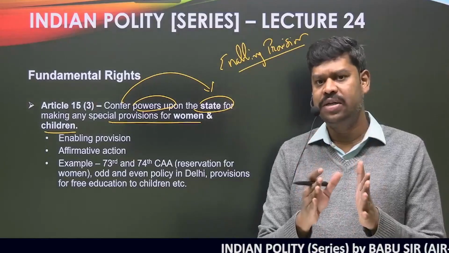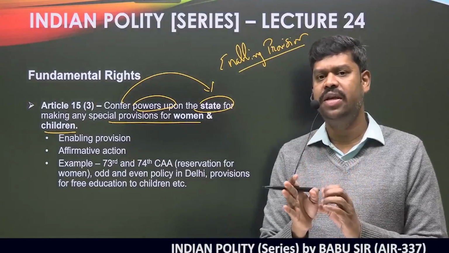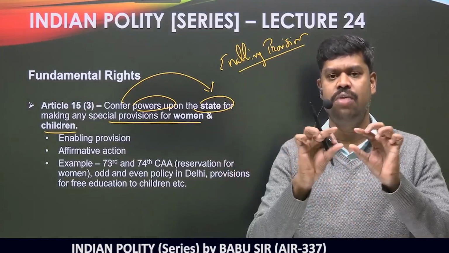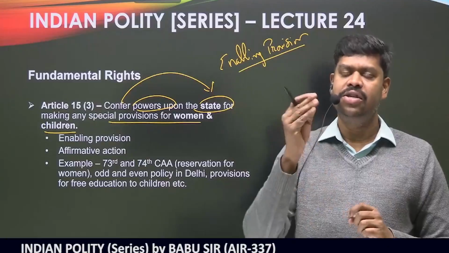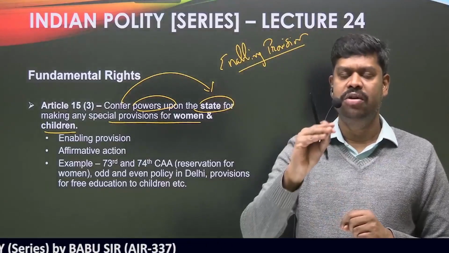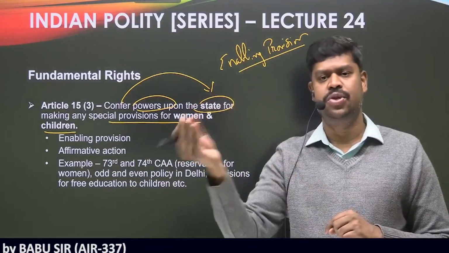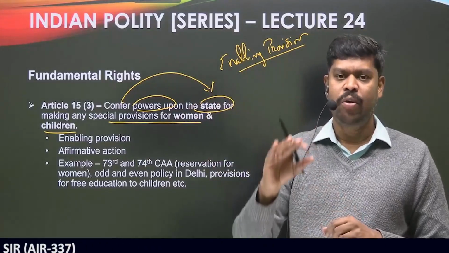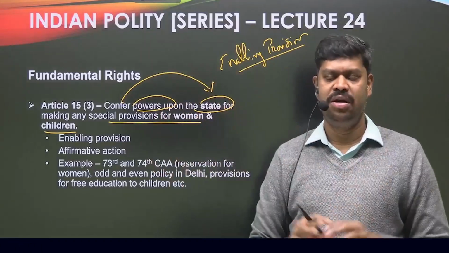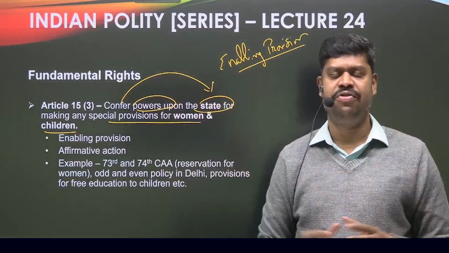So try to understand, Article 15 Clause 3 is not based on the principle of equality before law. It is not talking about no discrimination. It is talking about equal protection of laws. Equal protection of laws allows for what is called positive discrimination, but provided that people are coming under different groups or people are reasonably classified.